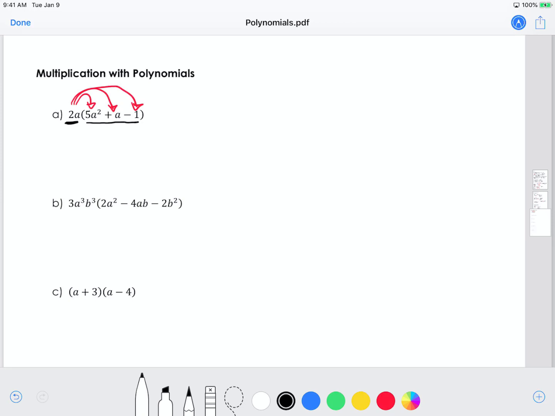So I'm going to take 2a times 5a squared. That's going to give me 10a cubed because I multiply the 2 times the 5. And when I multiply the a times the a squared, since we're multiplying and the bases are the same, I add my exponents. That gives me a 1 and a 2, which gives me a total of 3 for my exponent.